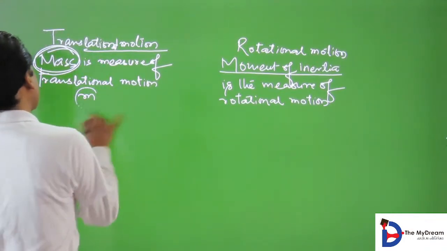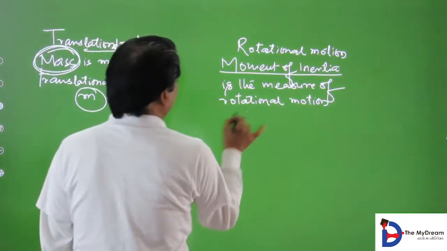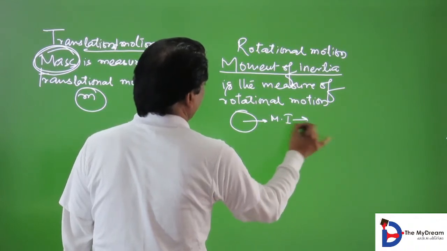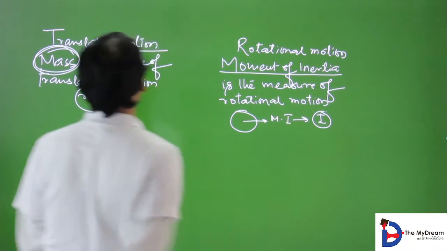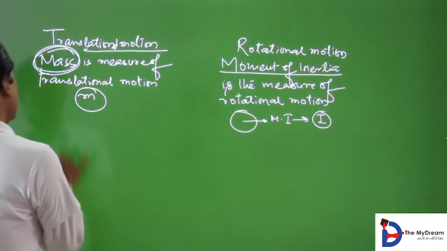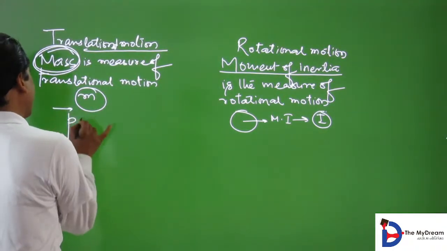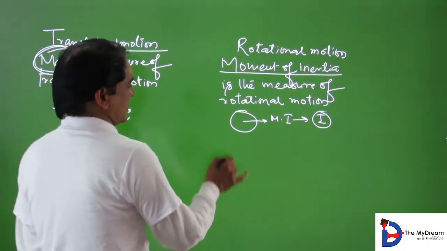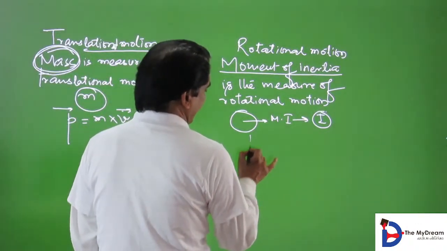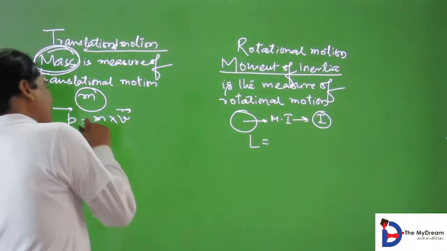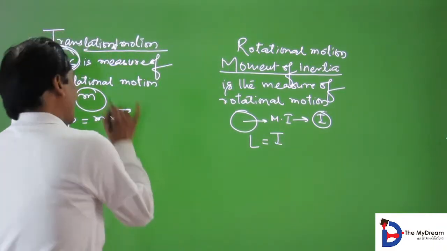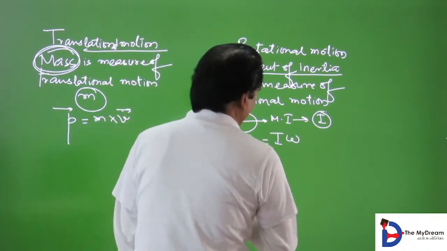Here there is mass, here there is moment of inertia, which is represented by I. Now, in this case we are talking about the linear momentum, whereas in this case we are talking about the angular momentum. So in place of mass you can write moment of inertia. In place of velocity you can write angular velocity.